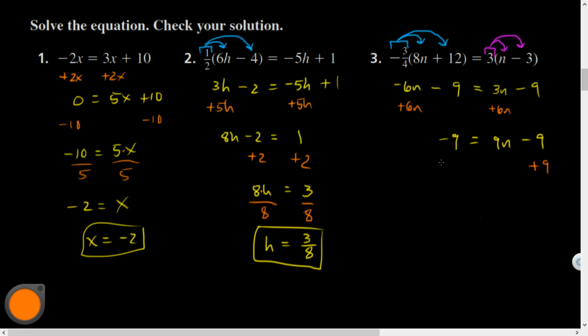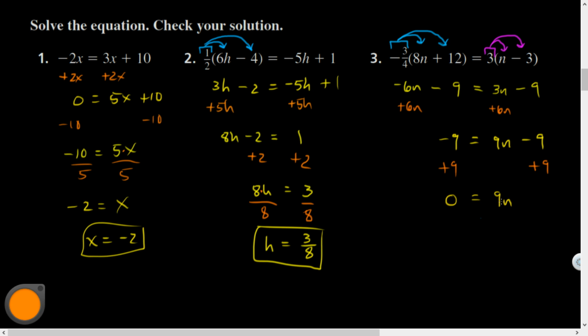Add 9 to both sides. I like it. Now, sometimes students will just be like, I don't know, 9n, like everything disappeared. Or they'll just say n equals 9. No. What is -9 plus 9? That's 0. Keep track of your equal sign. 0 equals 9n.